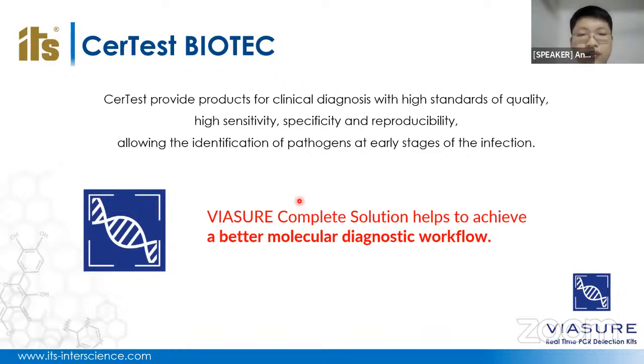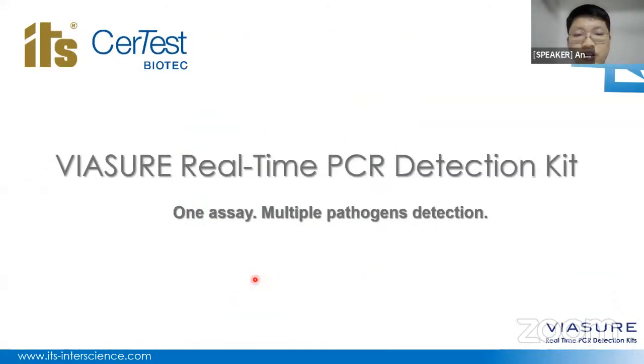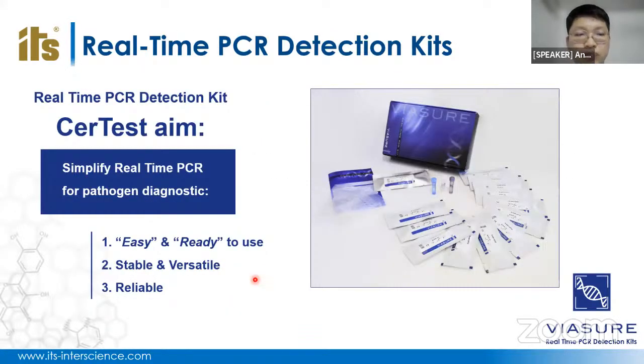In the Viastro kit, we can not only detect respiratory infection, we also have kits to detect sexual health diseases, tropical or waterborne diseases like Zika, dengue, chikungunya, and monkeypox also. Then we have antimicrobial resistance and gastrointestinal infection, a lot of different kinds of panels. Our focus currently is the respiratory. The aim is to simplify real-time PCR diagnostics. The kit should be easy to use, stable, reliable, and also versatile.